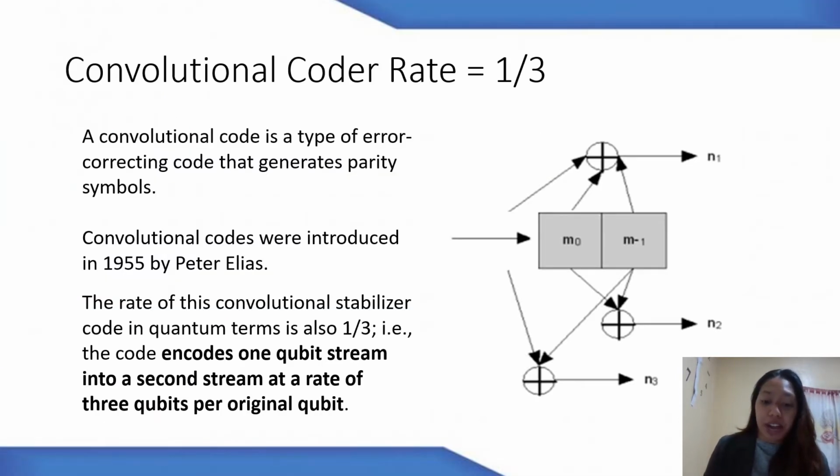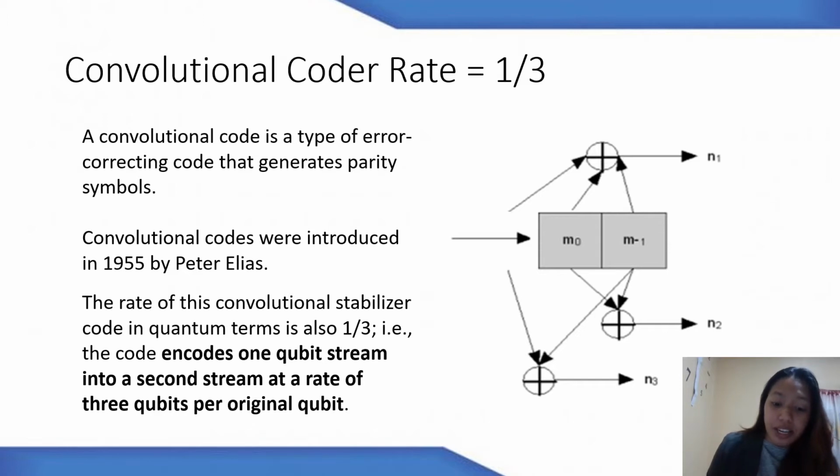Convolutional code is a type of error-correcting code that generates parity symbols. Instead of transmitting the original data, we are transmitting parity symbols. Convolutional codes were introduced in 1955 by Peter Elias.